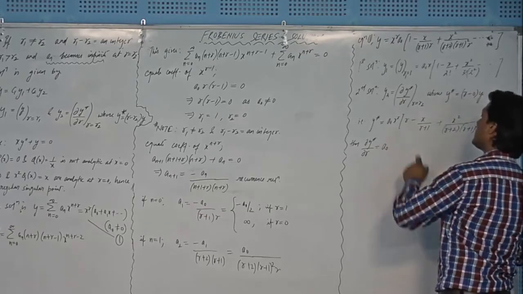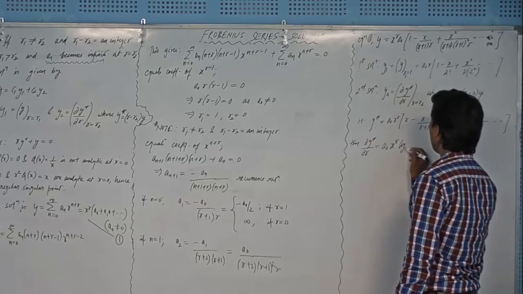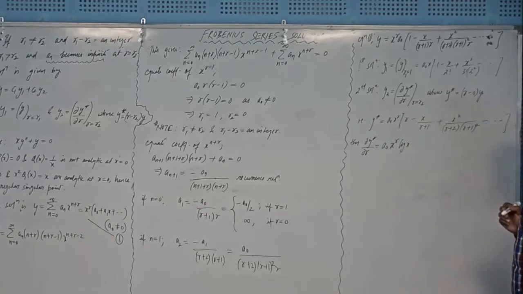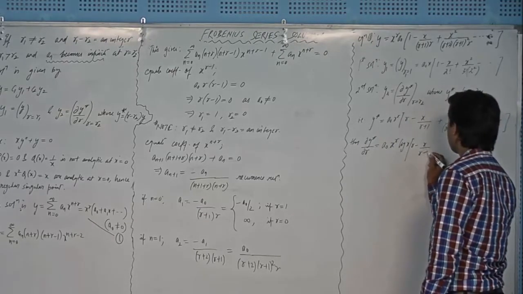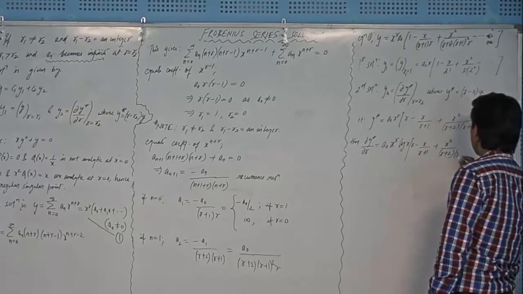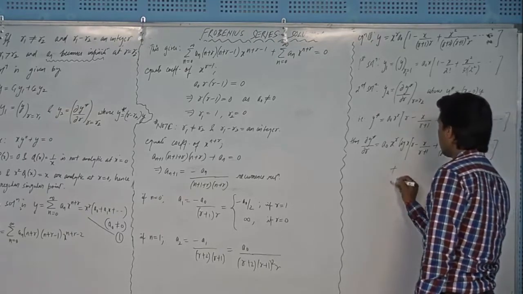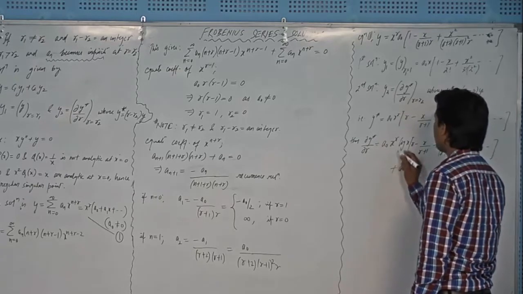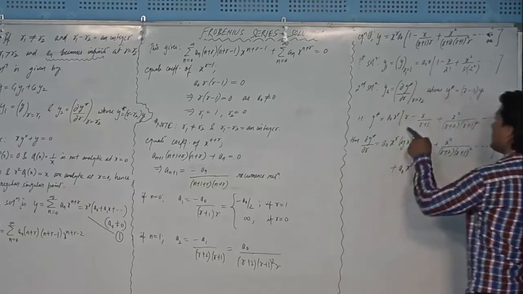First, I will differentiate the first function. That will give you x to the power r log x. And the second function will remain as it is, minus, and then the first solution as it is. Should I write a naught? Okay, fine, a naught x to the power r, and differentiating it with respect to r.